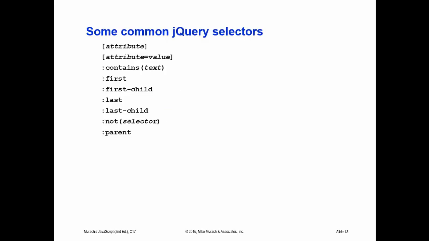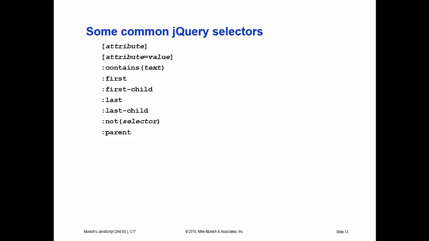So here are some common jQuery selectors. Where it says attribute, you'd put an attribute in there, and that'd be all the elements with that attribute. You can say attribute equal value, all elements with the named attribute and value. The colon contains selector gets all elements that contain the text that's in the parentheses.